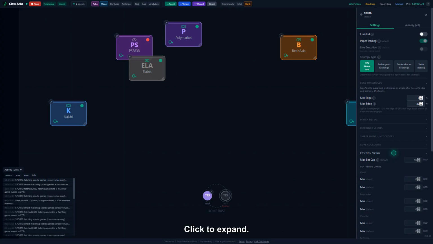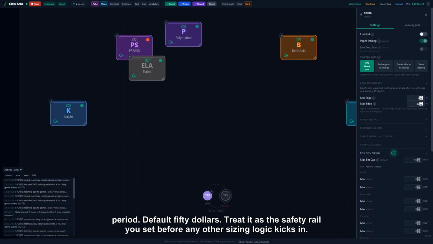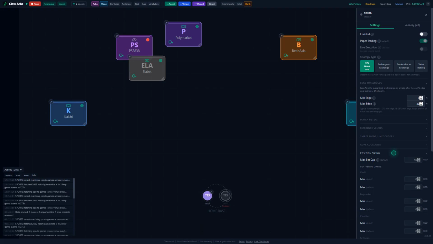Click to expand. First field, max bet cap in US dollars, the hard ceiling. The agent never stakes more than this on a single edge, period. Default $50. Treat it as the safety rail you set before any other sizing logic kicks in.